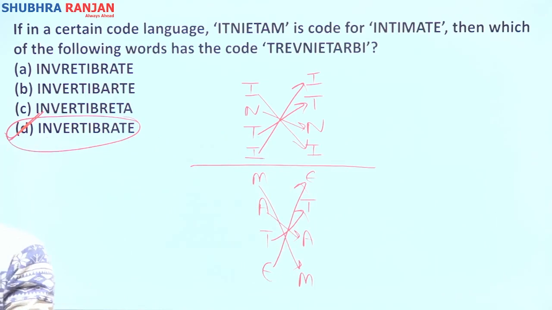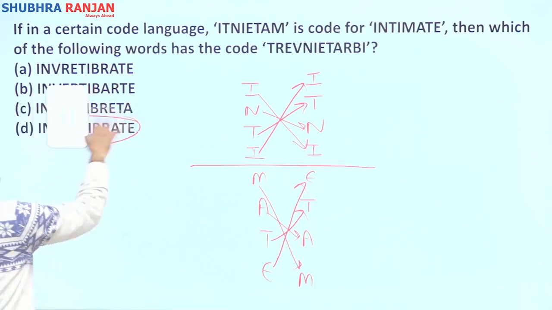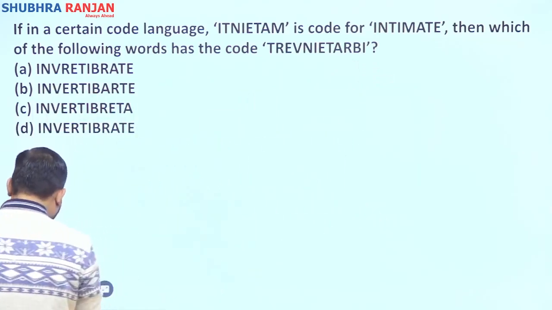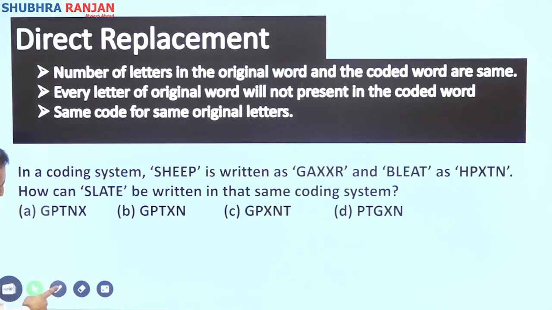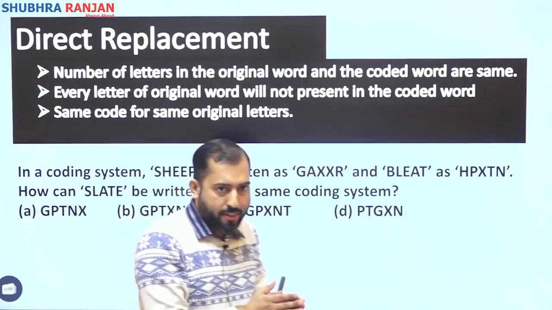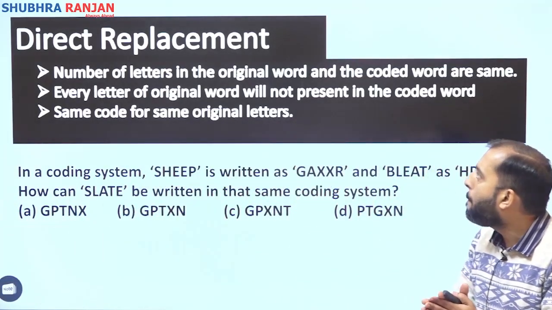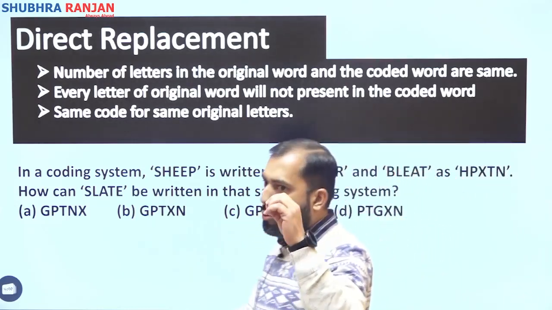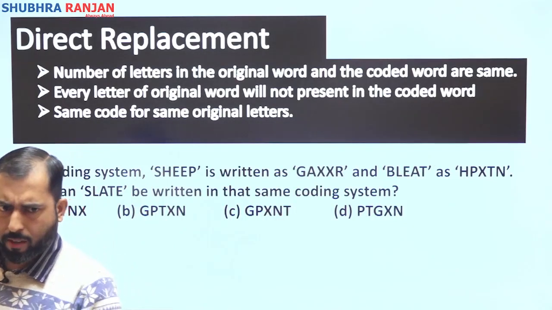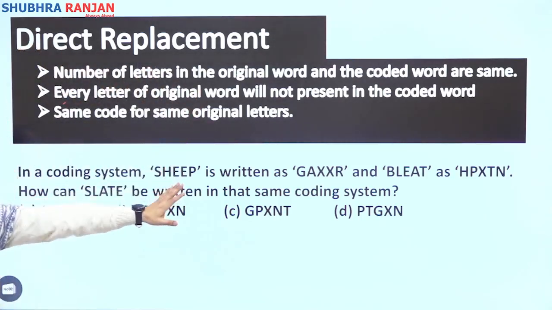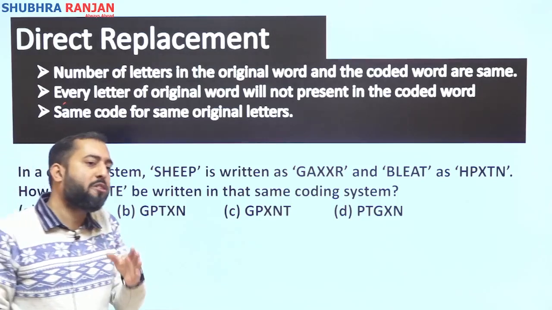Any problem, guys? Okay. Now, this is again the simplest way, the simplest type. The next one is type number 2. I have seen a few questions of this type in your exam as well. It is slightly different and comparatively easier than type 1. The name of this type is direct replacement. Pay attention to this question and try to solve it.